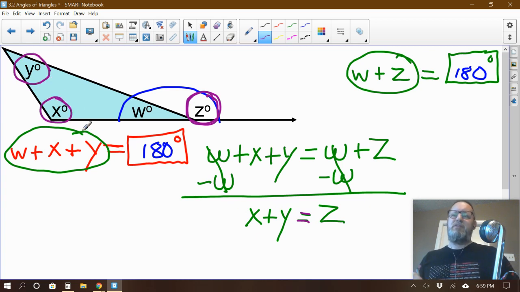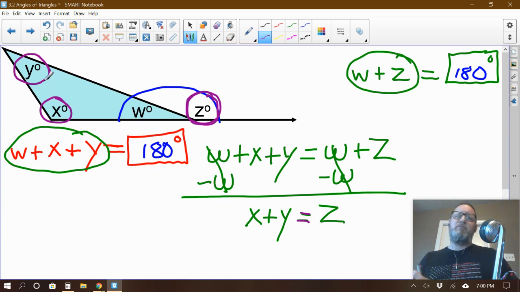These are called, when we're talking about triangles, non-adjacent angles. Again, adjacent just means ones that are next to something else. So here, W is adjacent to Z. See, they're right next to each other. But X and Y are not adjacent to Z. They're, for lack of a better word, on the other side of the triangle.